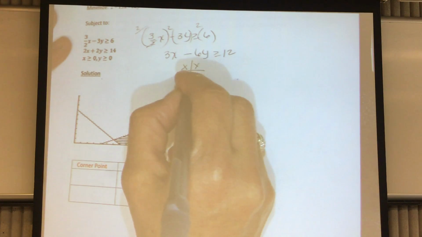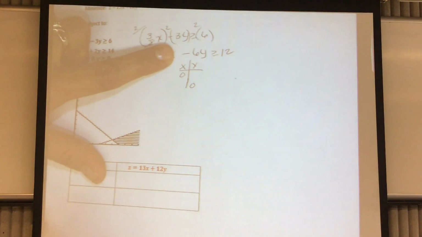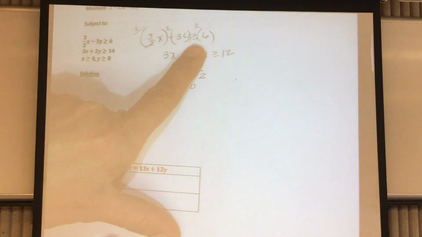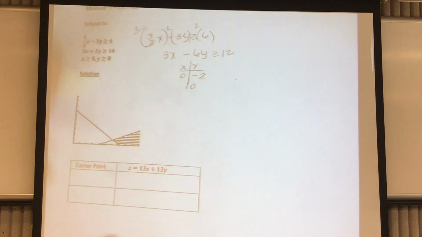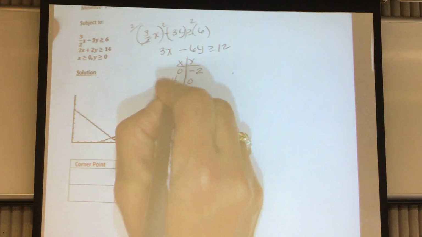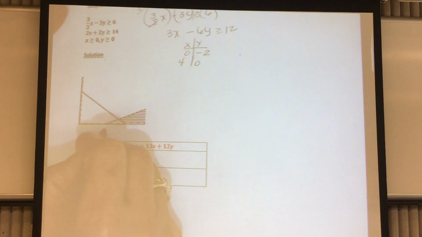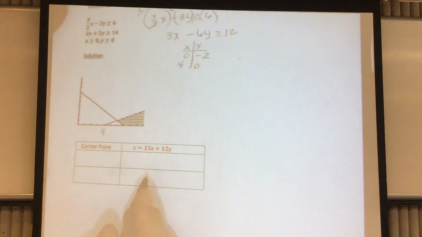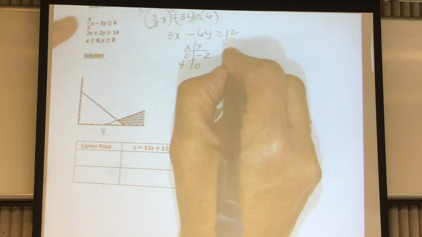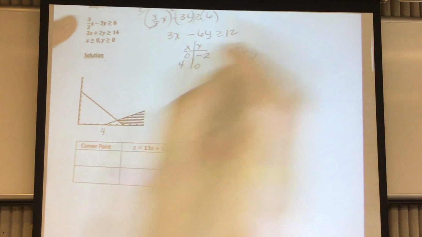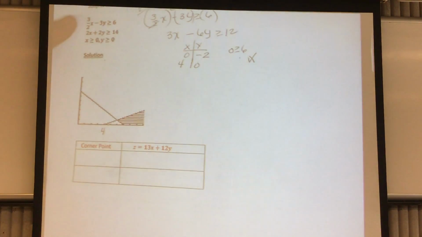Okay, now let's make our table and draw our line. So when x is equal to 0, you have y is equal to -2. And then when y is equal to 0, you have 12 divided by 3, which is 4. So your 0, -2 is down below, which you don't need. But here you have 4, 0, and there's the line. Plugging in your test point, 0 is greater than or equal to 6, which is not true. Therefore, you shade away from 0, 0.